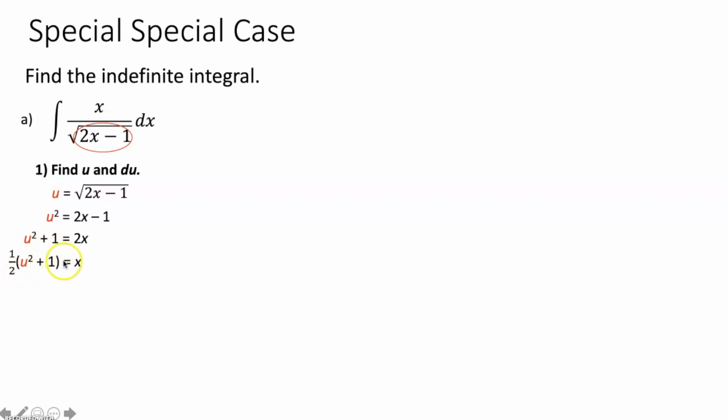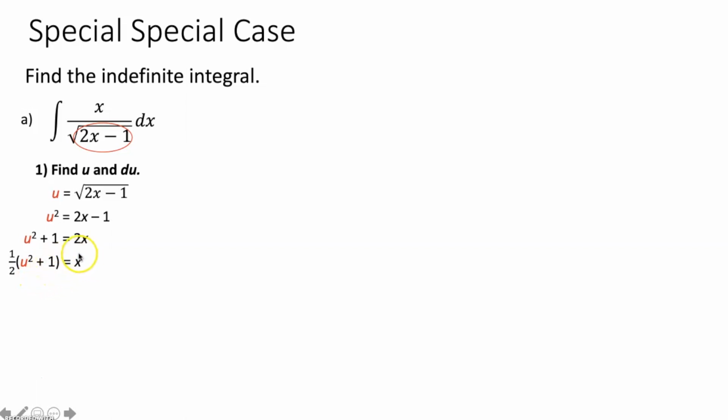Now I can plug in this 1/2 (u squared plus 1) for x up here. So the only other thing that I have to make in terms of u is this dx. So how do I figure out what dx is? Well, I need to take the derivative of this now with respect to x. I'm not going to take the derivative up here with respect to x because we have a square root here. It's going to get a little messy. So let's take the derivative here with respect to x.